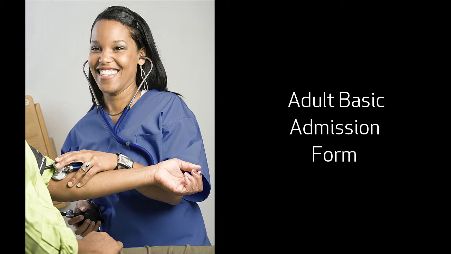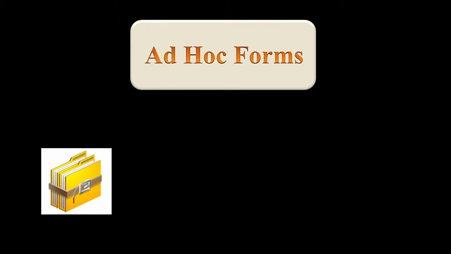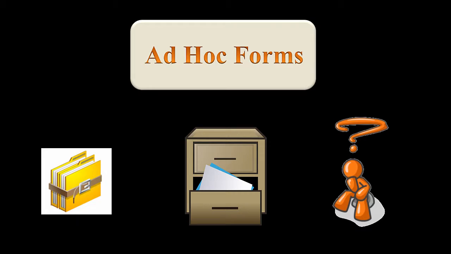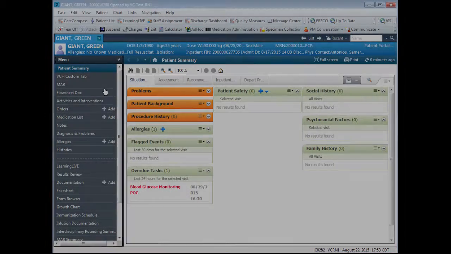This video will teach you about the Ad Hoc Adult Basic Admission Form. Ad hoc is where the other forms are kept. Think of it as a file cabinet for forms that are not usually in every chart. If you need any forms, this is where you find them.